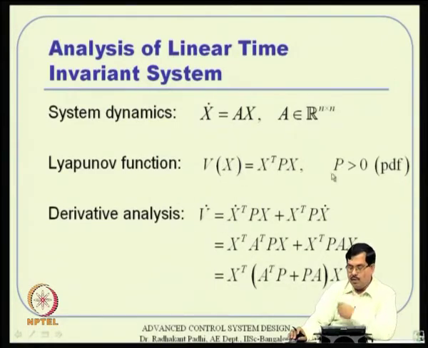Now, if you start from here, remember P is a constant matrix. So, V dot is x dot transpose P x plus x transpose P x dot, and for x dot you substitute A x. That means x dot transpose is x transpose A transpose, and x dot is A x. So, you take x transpose to the left and x to the right, and you are left with this expression. That means V dot is nothing but x transpose times (A transpose P plus P A) times x.